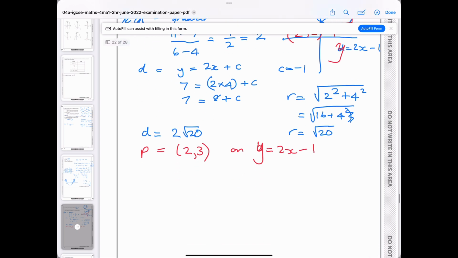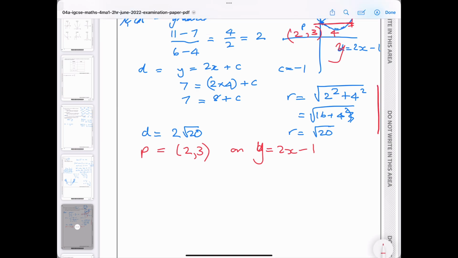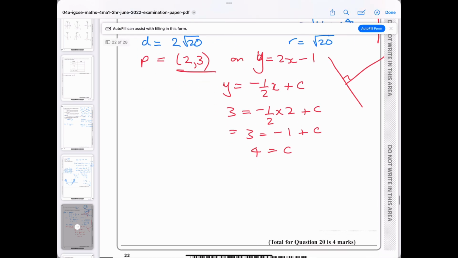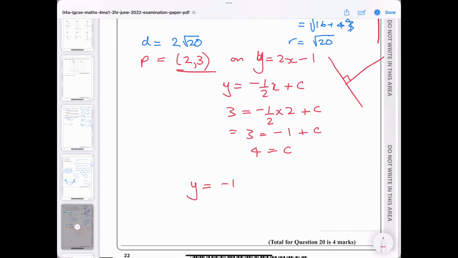So in order to find the tangent at P, it goes through like that from there, so it's perpendicular. So that means the gradient will have to be the negative reciprocal. We don't know c, but to find it we use P and say 3 equals minus a half times 2 plus c, so 3 equals minus 1 plus c. If we add 1 onto both sides, c equals 4. And now we know the answer is y equals minus a half x plus 4. And I feel like I took ages over that, so I'm going to stop now.